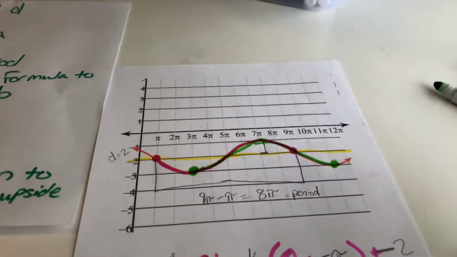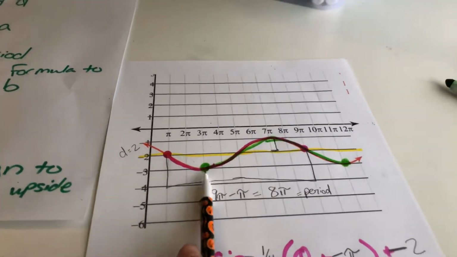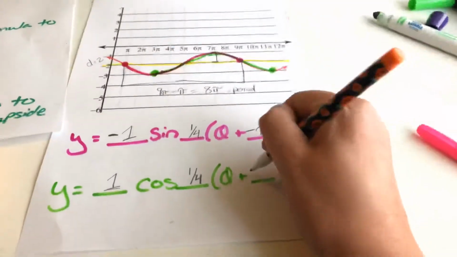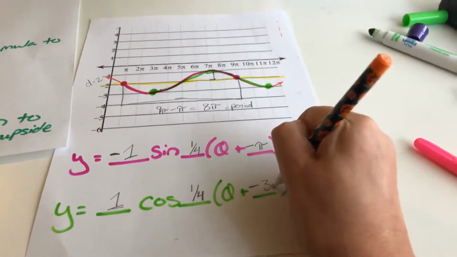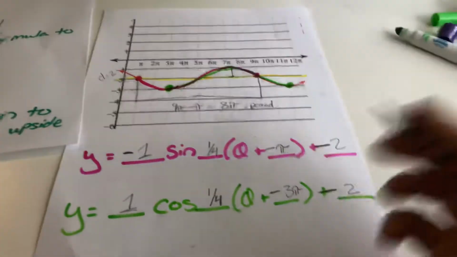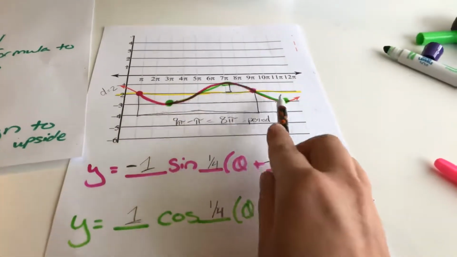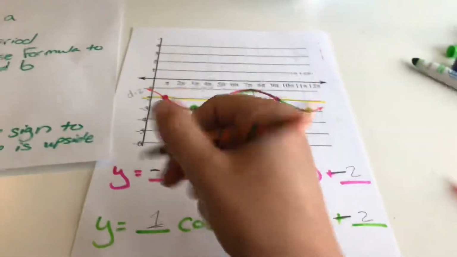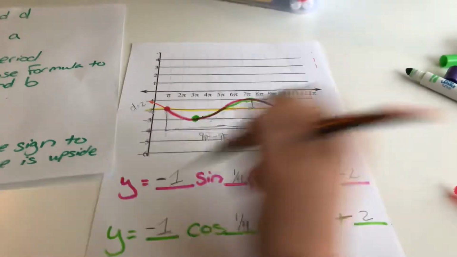Let's get the c value. The c value is the starting point. So the starting point is 3 pi. Flip the sign, so we're going to put minus 3 pi. And then I said my cosine wave is upside down. It's a frowny face, so I'm also going to have to make my a value negative. That's all there is to it, guys.